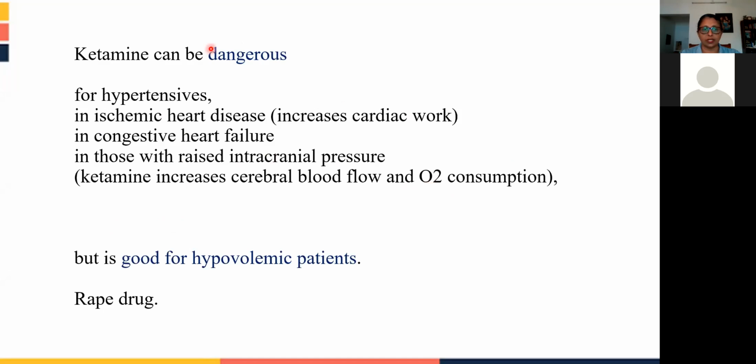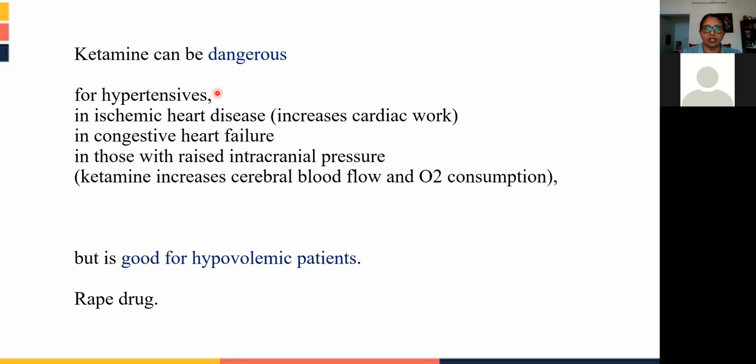So because of the sympathetic stimulation, ketamine can be dangerous for hypertensive patients, ischemic heart disease, because it increases the cardiac work, congestive cardiac failure, and those with raised intracranial pressure, because it increases the cerebral blood flow and oxygen consumption. So we cannot use ketamine for these conditions because of the sympathetic stimulation.